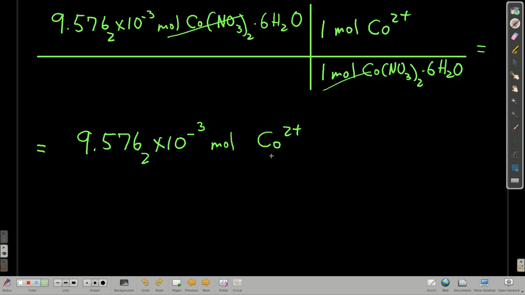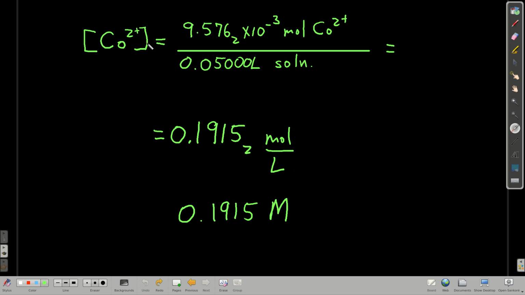Now we have the top part of the definition of molarity, the moles of the solute. So plug it in. The concentration of cobalt-2 is the moles of cobalt divided by the liters of solution, and we get 0.1915 moles per liter, or if we just put a capital M, we say it's 0.1915 molar, which means moles per liter.